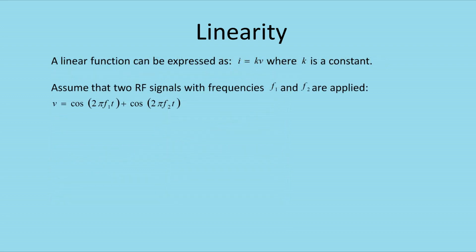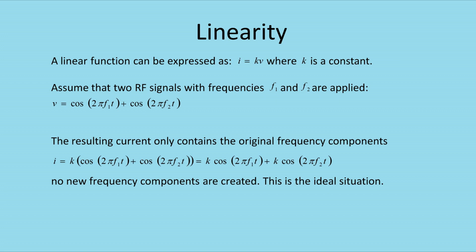As we saw on the previous slide, a linear function can be expressed as the current I equals multiplying the voltage V by a constant K. Now assume that the voltage is comprised of two cosine signals having frequencies F1 and F2. The resulting current only contains the original frequency components F1 and F2. No new frequencies are created. This is the ideal situation.